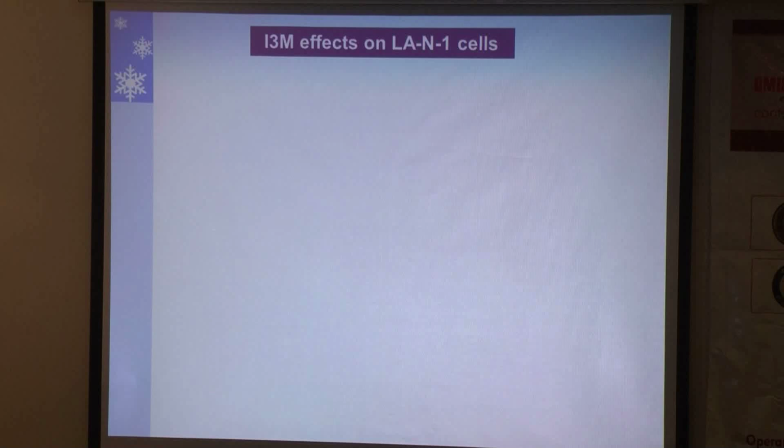So to summarize the result, we look at the effect of this anti-cancer compound on human neuroblastoma. And we found that it will downregulate ERR gamma and PGC1 beta. These two genes are involved in the regulation of mitochondrial biogenesis and oxidative phosphorylation.